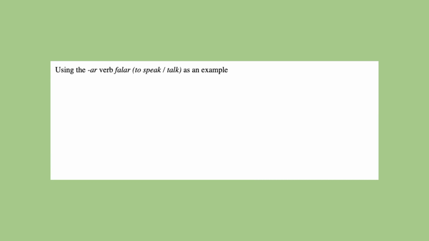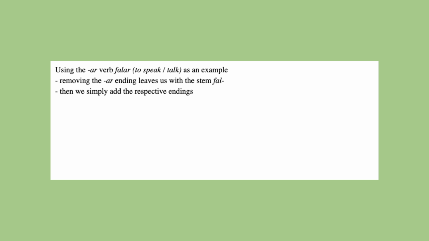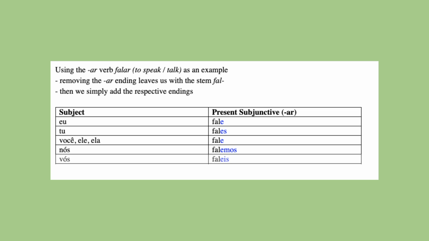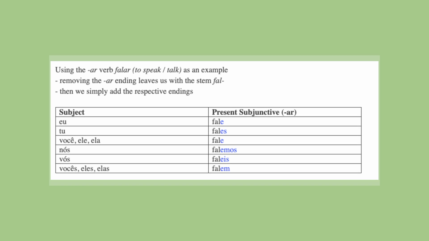For falar, because it is a regular verb, we simply remove the AR ending, giving us the stem fal, and to this we add the respective present subjunctive endings afterwards. Fale, fales, fale, falemos, faleis, falem.